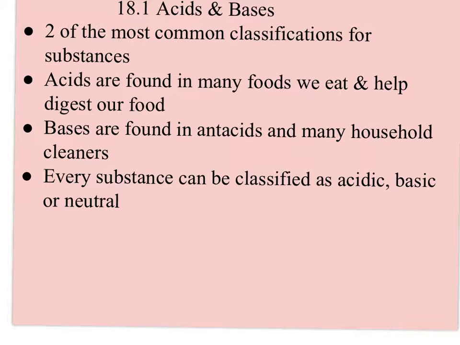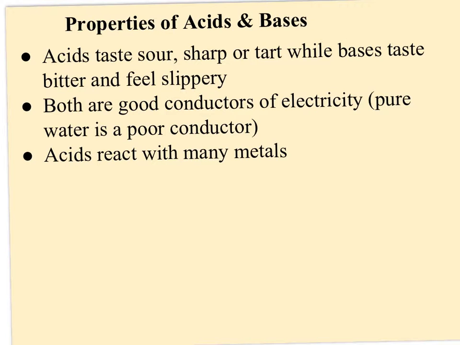Acids are found in many of the foods we eat and help in digesting our food. Hydrochloric acid, which we often use, is present in a very dilute or weak amount in our stomachs. And bases are found in antacids when we have too much stomach acid, as well as many household cleaners. So they're all around us all the time.